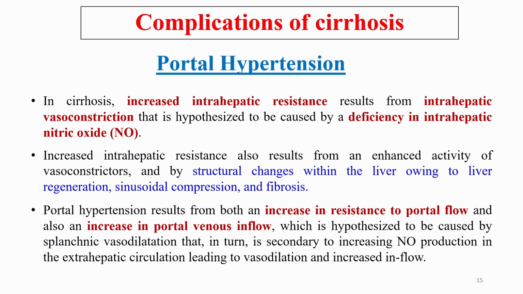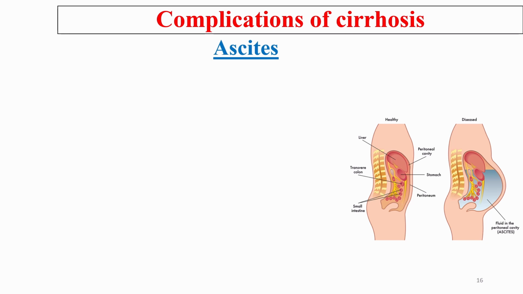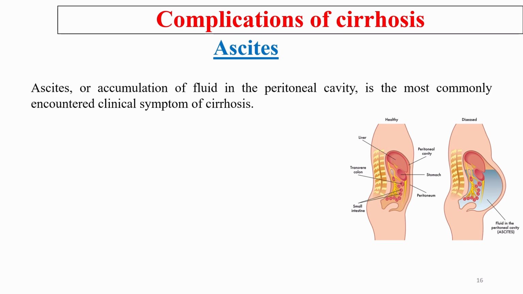The most common clinical manifestation of cirrhosis is ascites, fluid buildup in the abdominal cavity. Portal hypertension increases pressure in the portal vein. This pressure causes fluid to leak from liver sinusoids into the peritoneal cavity. Ascites can cause abdominal distension, discomfort, and risk of infection.